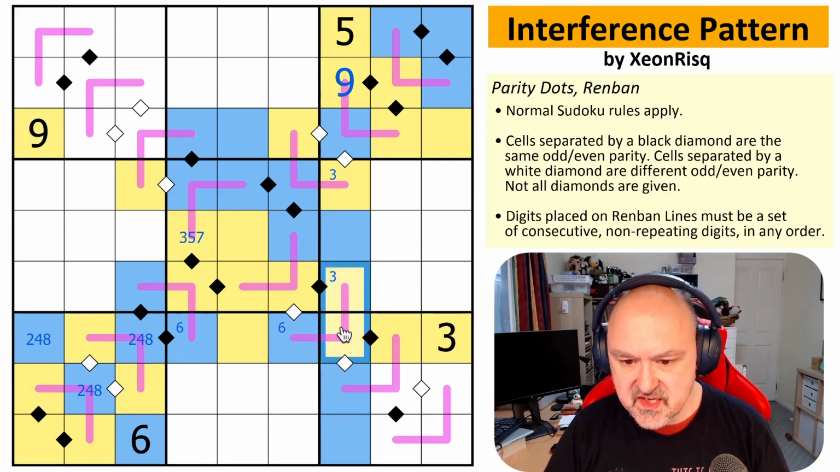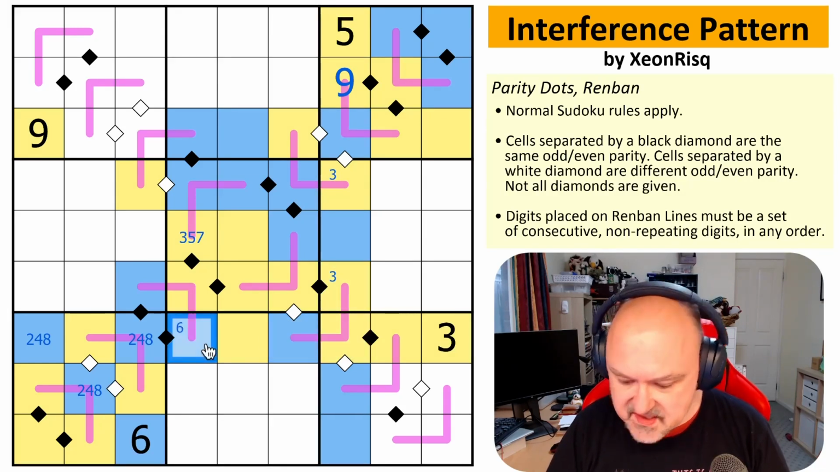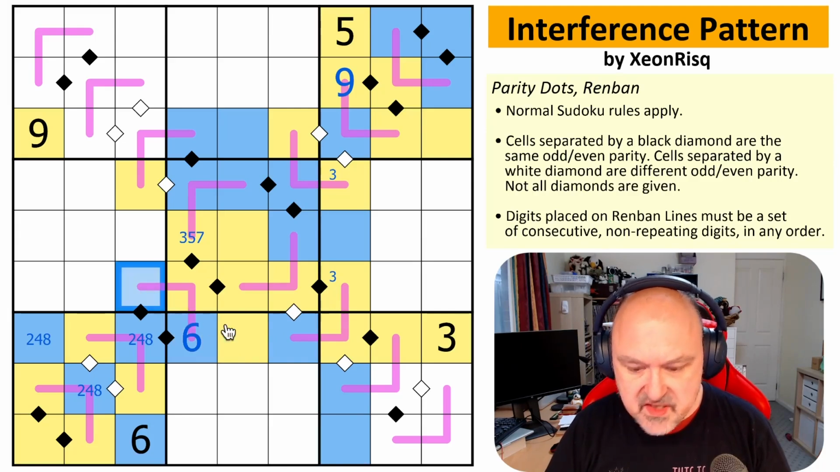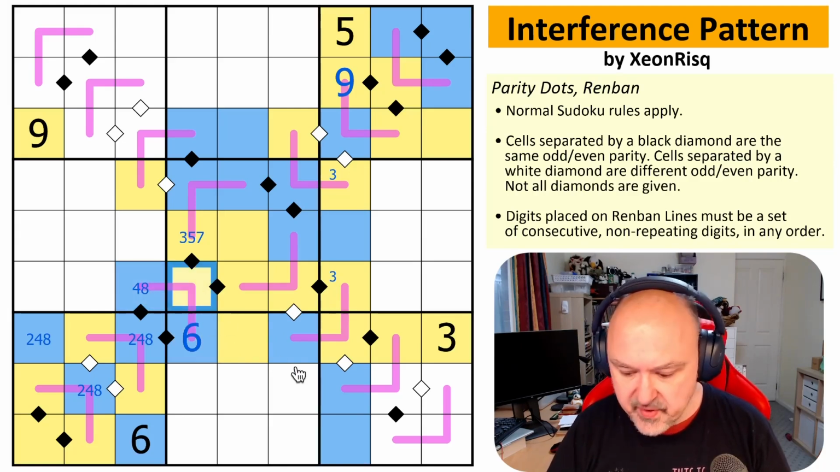So if this was a 6, this would be 5, 7, and it can't be. Because this would have to be 5, 6, 7, and it can't be. So that's not a 6, this is a 6. So this is 4 or 8, with that being 5 or 7.